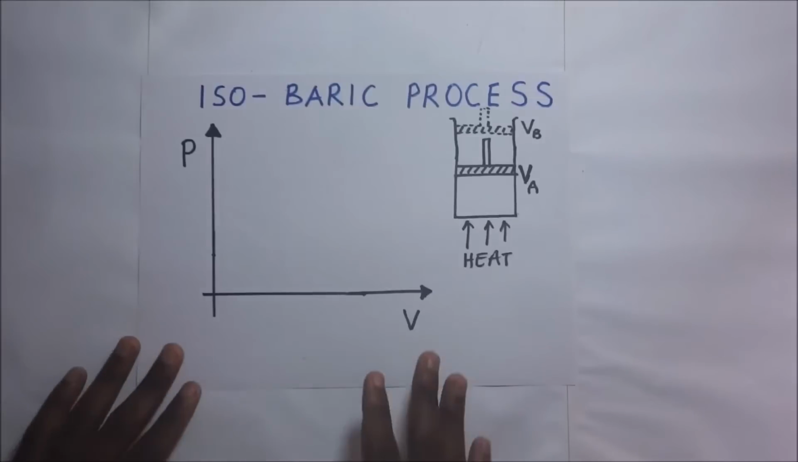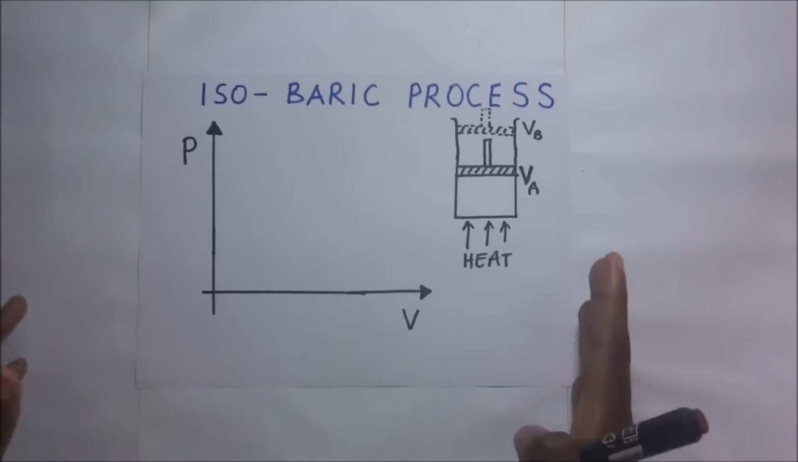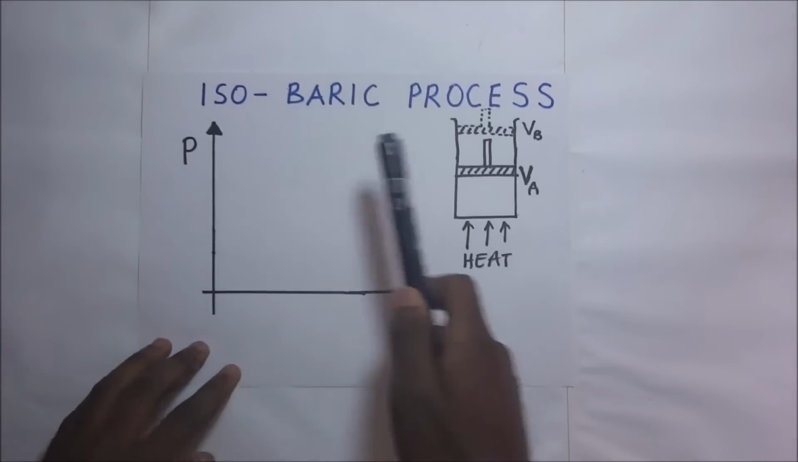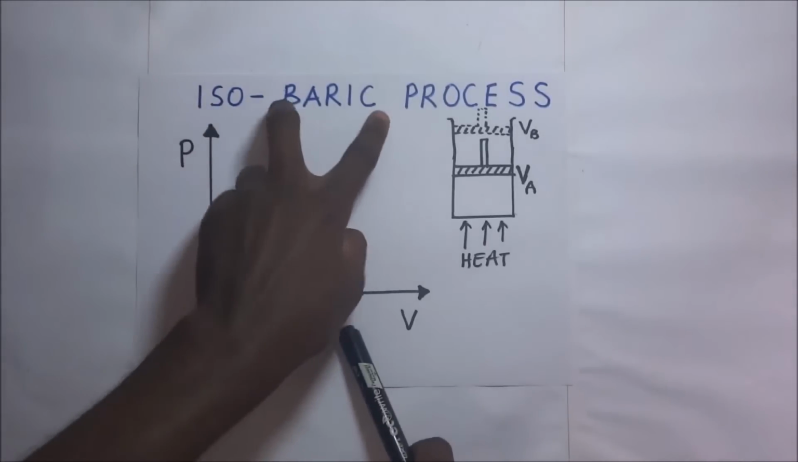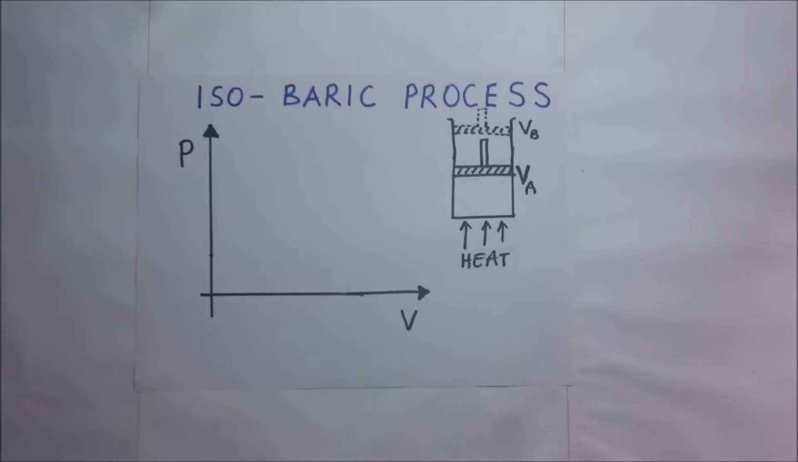So now what is an isobaric process? An isobaric process is simply a thermodynamic process. So it's a process that takes place when the pressure is constant. Iso means same pressure. So it's a process that will take place at constant pressure in simple terms.